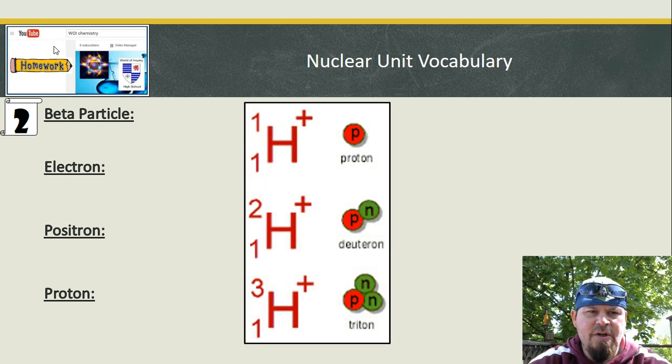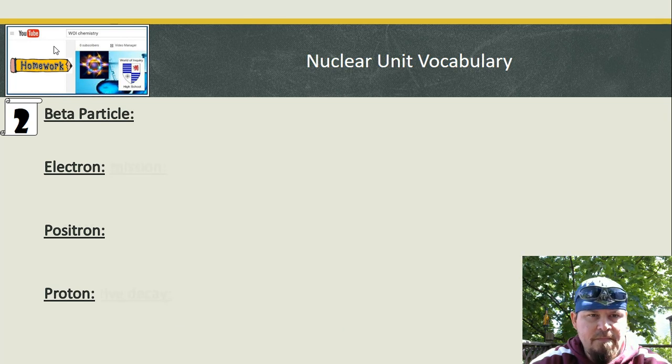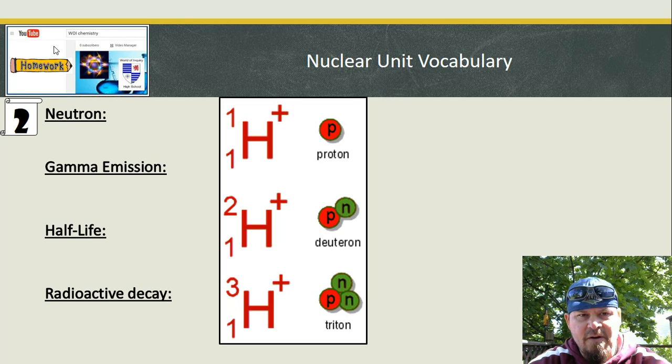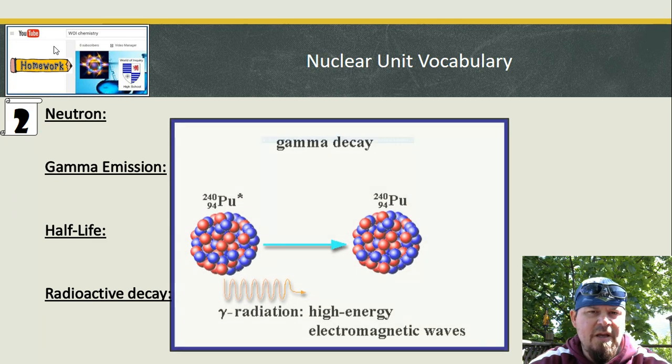Okay, looking up how these are made, it's kind of neat. Proton, positively charged elementary particle that is a fundamental constituent of atomic nuclei. Remember, the number of protons is the atomic number from our previous learning. Neutron, this is another fundamental particle, but doesn't have charge. It has no charge, but has mass, and it's slightly greater than the proton. It's basically the same.